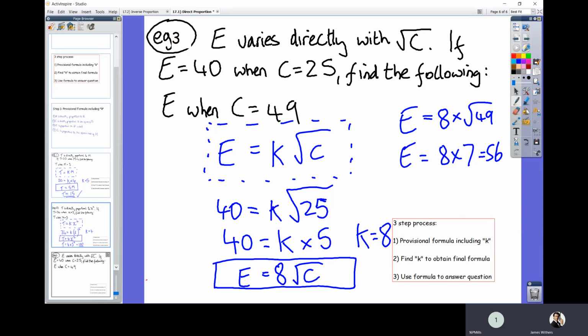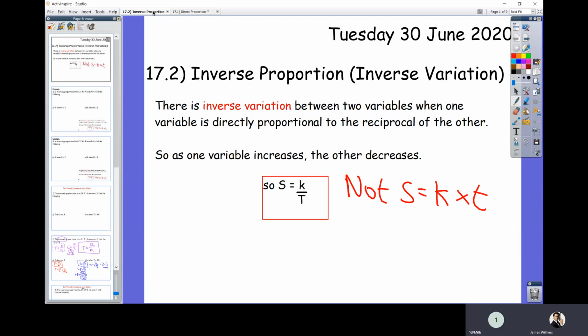Now, inverse proportion is exactly the same thing, but the provisional formula, step 1, is going to be K over stuff rather than K times stuff. That's the only difference.